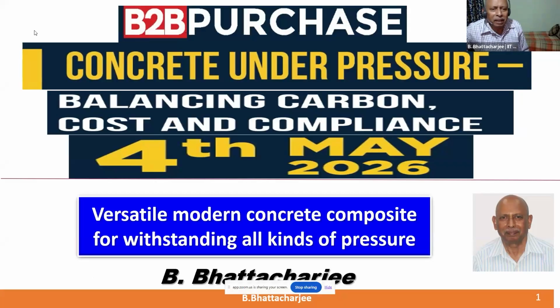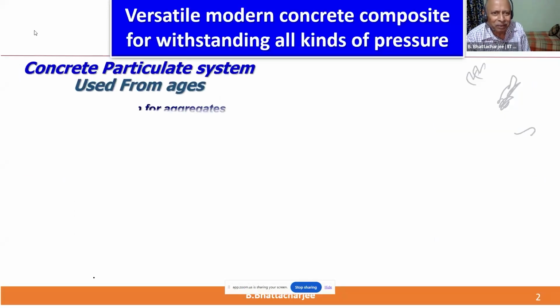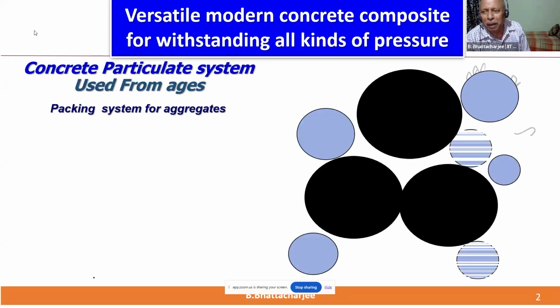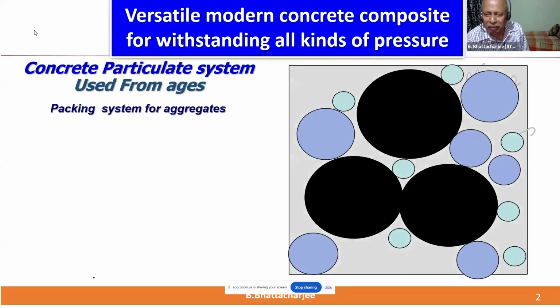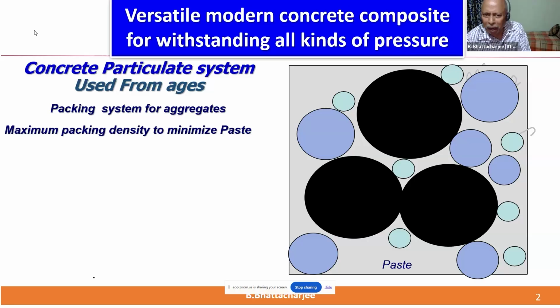I personally think that modern concrete, I call it concrete composite, can withstand all kinds of pressure. Let's see how it is. Now, concrete is essentially a particulate system with different sizes of aggregate. This is a kind of a model, bound together by paste. So paste in plastic state, which will solidify later. And this paste could be even mud.